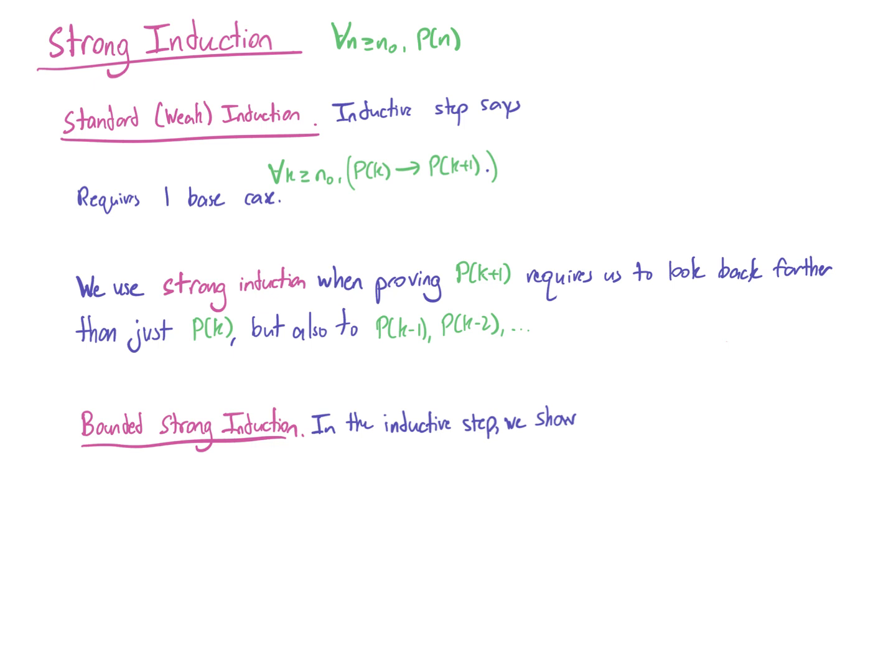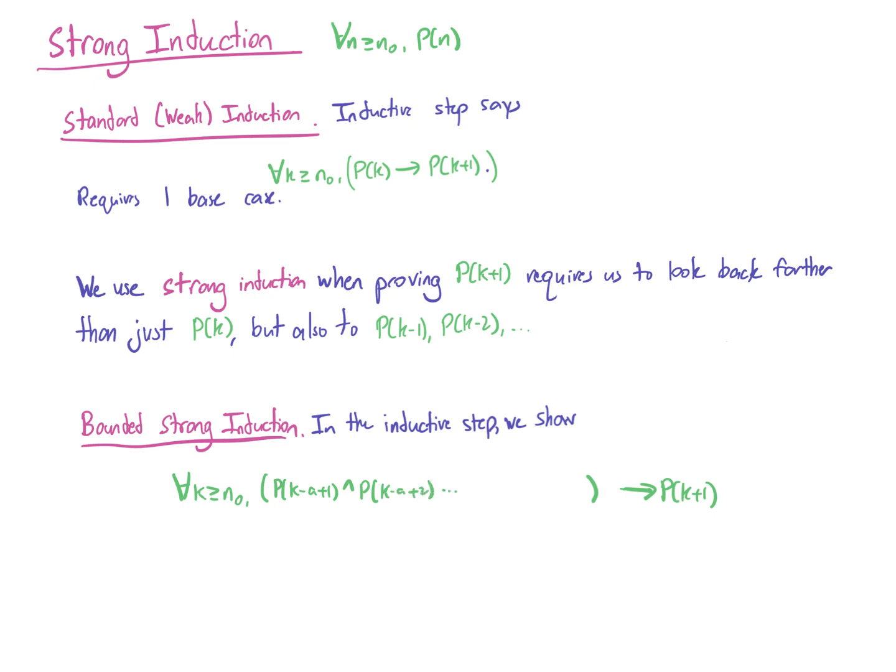When I do bounded strong induction in the inductive step, what I show is that for all k greater than or equal to n naught, that part is the same. And now I'm going to look at a whole collection of previous p of k's that are going to together imply p of k plus 1. So I still want to imply p of k plus 1, but in order to do it, I'm going to look back farther than just one step. Here in what I'm writing, I'm going to look back a total of a steps.